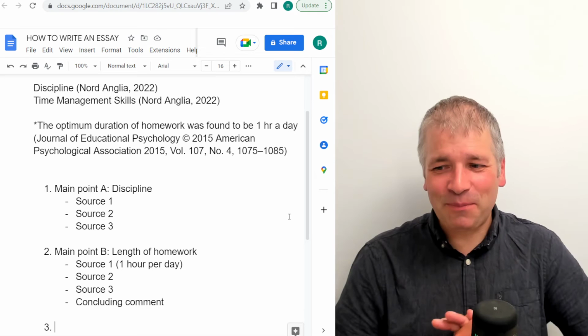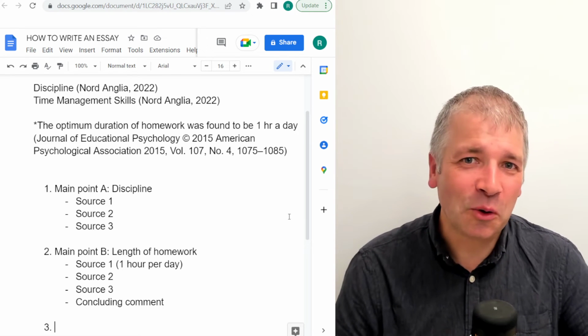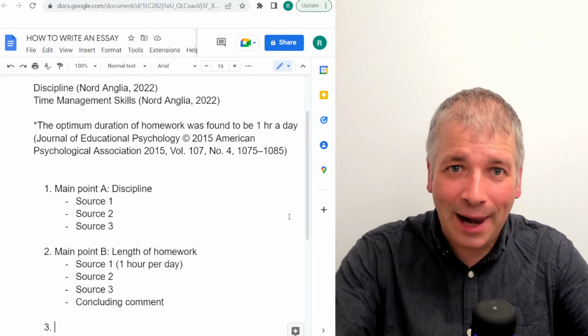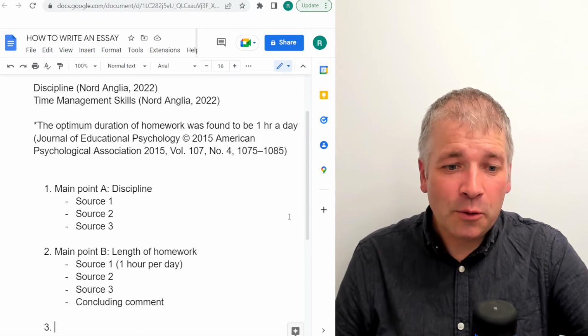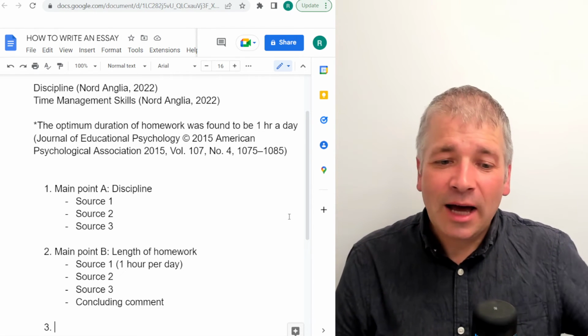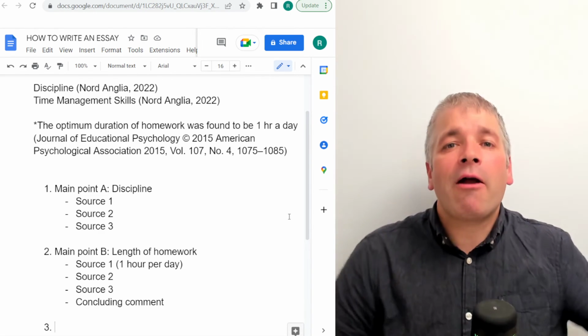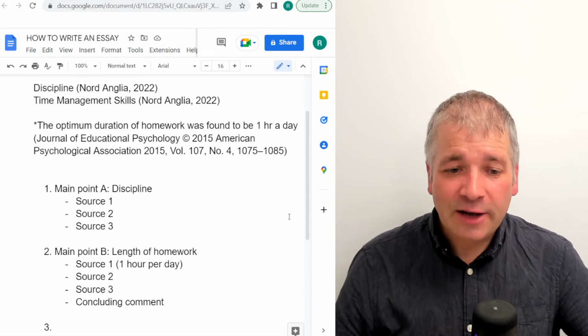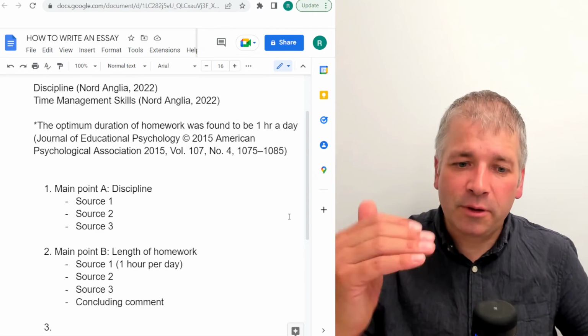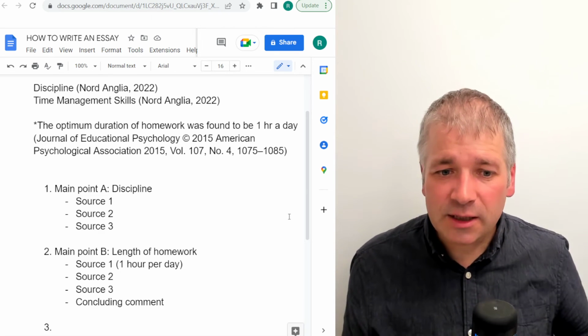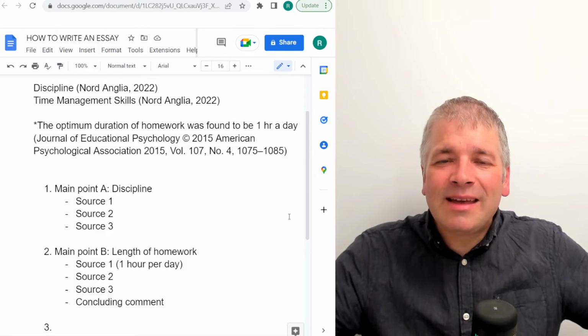So anyway, this is the point where you start writing your paragraphs. So you use your plan. So number 1, main point A, discipline, that's going to become a paragraph all about discipline. And you put your source 1, source 2, source 3, concluding comment if you need it. You turn those into sentences.